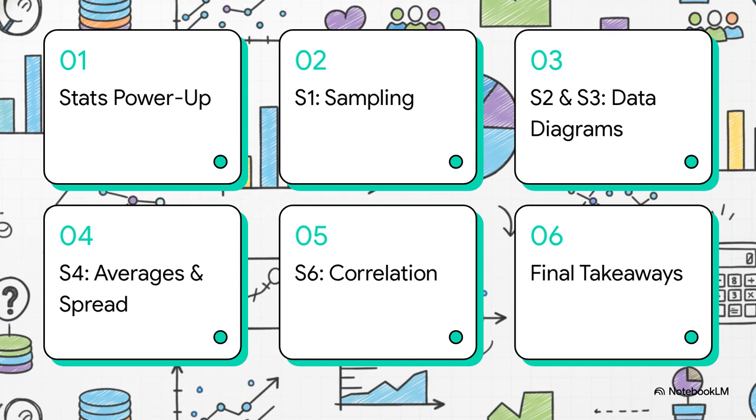Okay, here's our game plan. We'll kick things off with the basics of sampling in S1. Then, we'll hit all those crucial data diagrams from S2 and S3. Yeah, including the one that trips everyone up, histograms. After that, it's number crunching time with averages and spread in S4 before we finish up with S6, correlation and causation. And at the very end, we'll do a super quick recap to lock it all in.